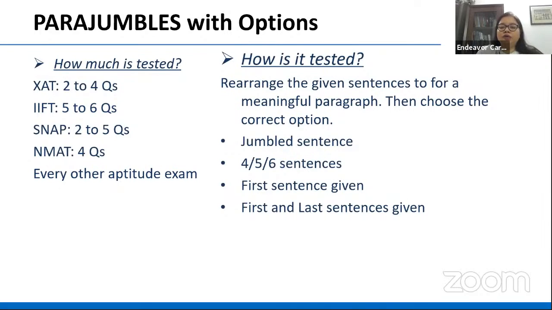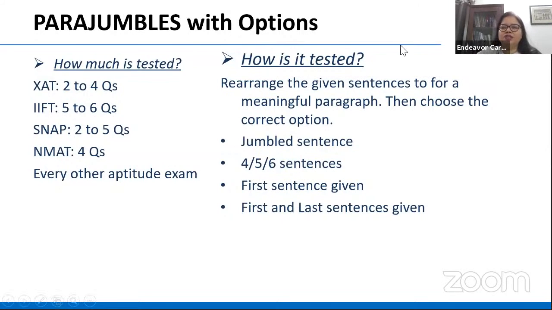So out of the 20 questions of verbal ability in IFT, you can have a good chunk of 5 to 6 questions tested. XAT can even surprise you with some more, but then we've known that in XAT, it's roughly been around 26, 27 questions, and therefore the number of parajumbles tend to be roughly around 2 to 4. Generally we see about 3. NMAT can even go up to a 5 or a 6. In every other aptitude exam, it happens to be a core and an important element of the verbal aptitude. How is it tested?